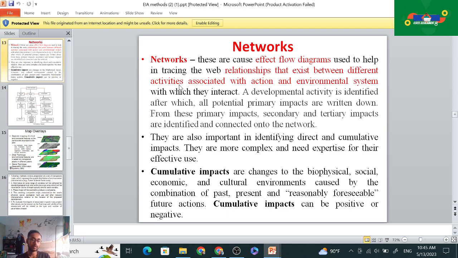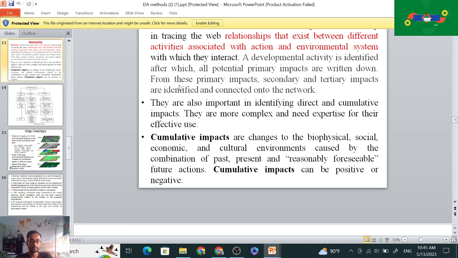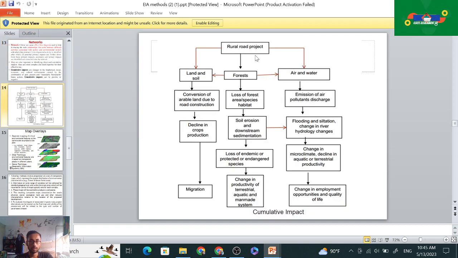Cumulative impacts are changes to the biophysical, social, economic and cultural environments caused by the combination of past, present and reasonably foreseeable future actions, and cumulative impacts can be positive or negative.